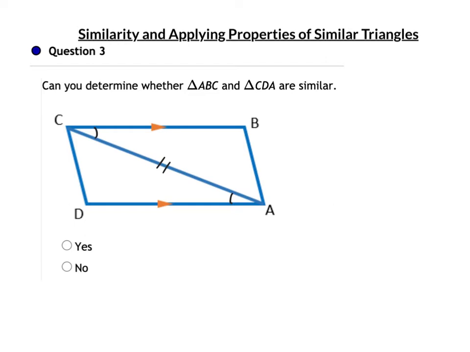Diagonals bisect each other. I could have one set of sides congruent and parallel. I could have one angle supplementary to both of its consecutive angles. I don't have any of that stuff. This is all I have, an angle and a side. That's not enough. The answer here is no. Not enough information.